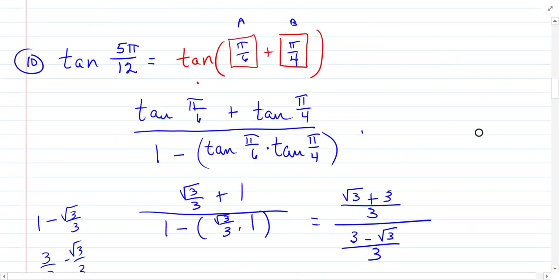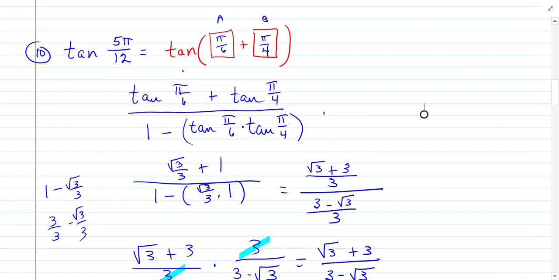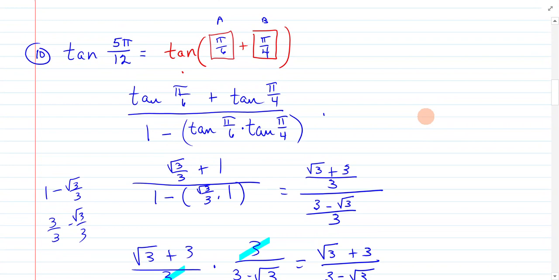Now with tangent, that's a little bit new on how we do that, so let's go through that. So tangent of 5 pi over 12. We're going to add pi over 6 plus pi over 4 because that's 2 twelfths and 3 twelfths. So our A is pi over 6, B is pi over 4. Put it into the formula. Tan of pi over 6 plus tan of pi over 4 over 1 minus, and then we multiply these. So tangent of pi over 6 is square root of 3 over 3. Tangent of pi over 4 is 1. So we have square root of 3 over 3 plus 1 over 1 minus, multiply those.